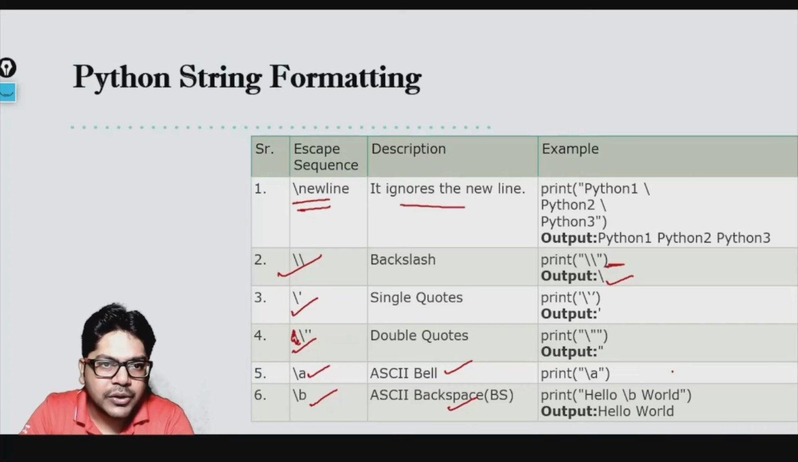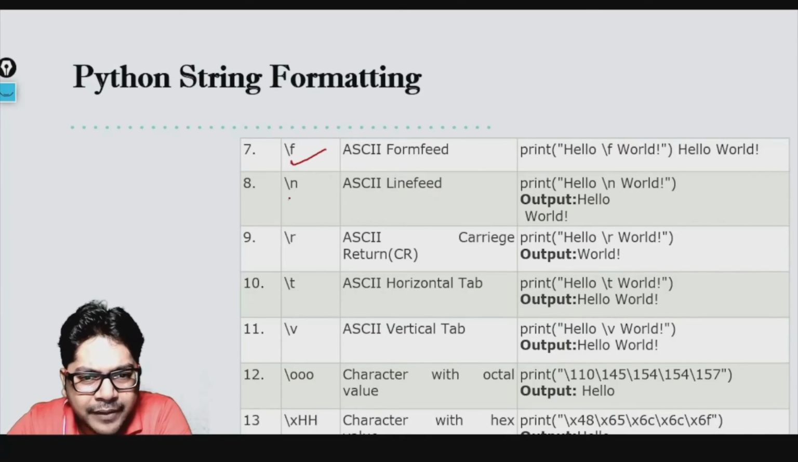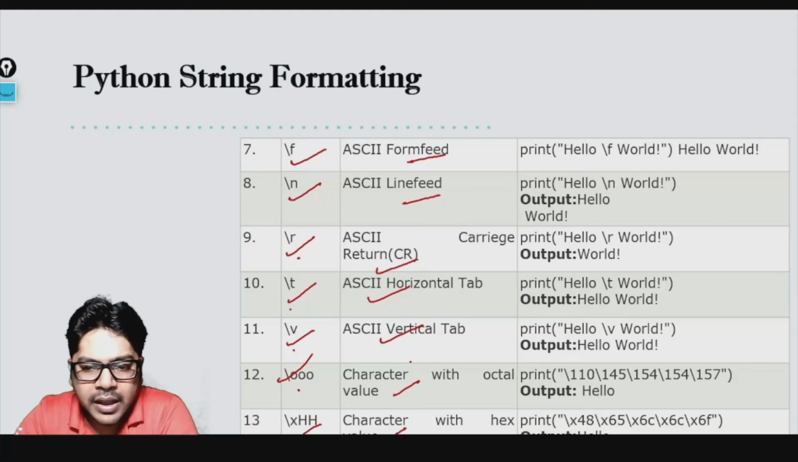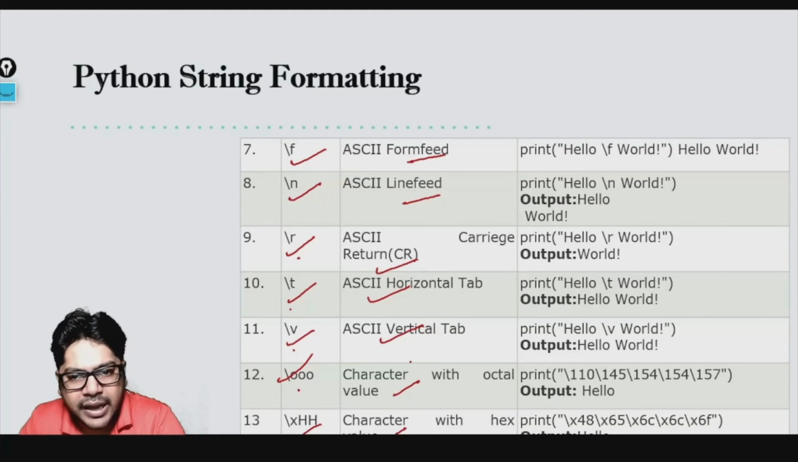Okay, so like that you can do formatting, and you can just use escape sequences, and there are many, like F, N, R, T, V, O. F is for form feed, N is for line feed, and then we have R for ASCII return, then T for horizontal tab, V for vertical tab, triple O for octal value, XHH for hex value, right? So like that there are many things, you can try this out.